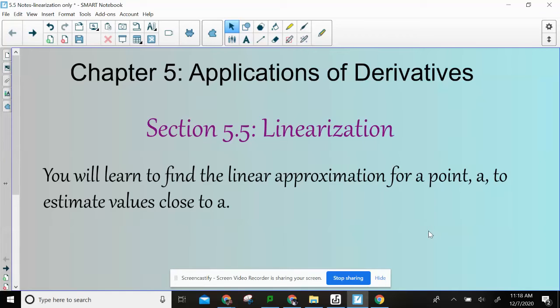Hey there. Today we are talking about linearization. We're in section 5.5. You will learn how to find the linear approximation for a point A to estimate values close to A.